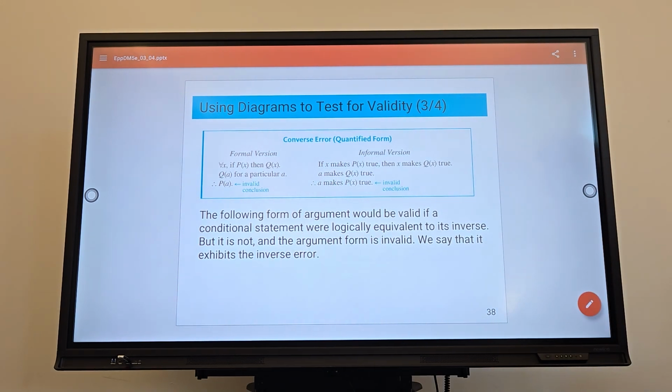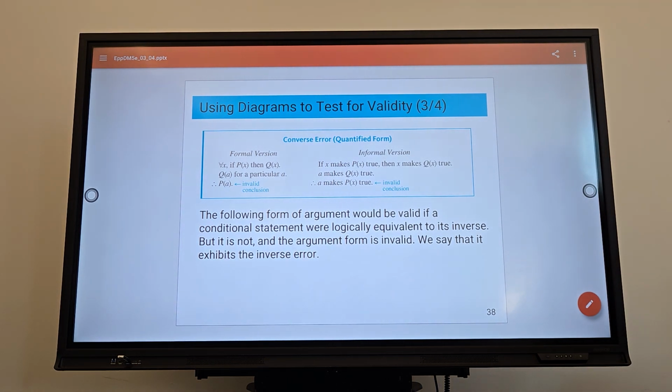If P then for all x, if P(x) then Q(x), Q(a) for a particular a, therefore P(a). That's an invalid conclusion. This is converse error. We saw this before in the conditionals section.